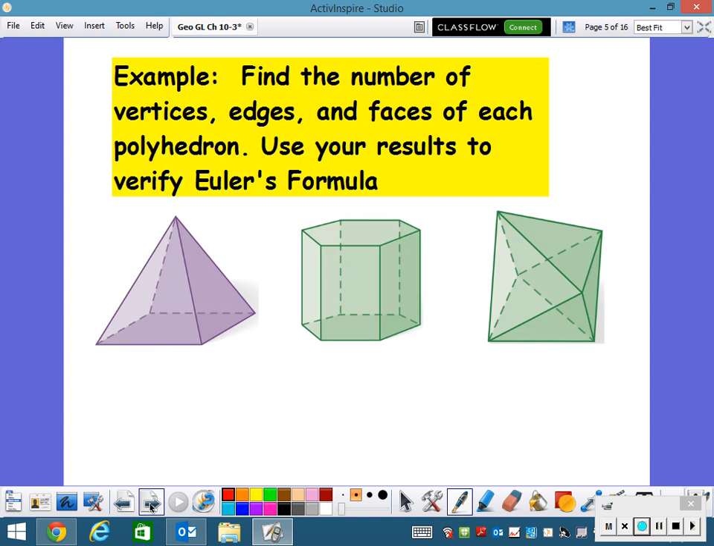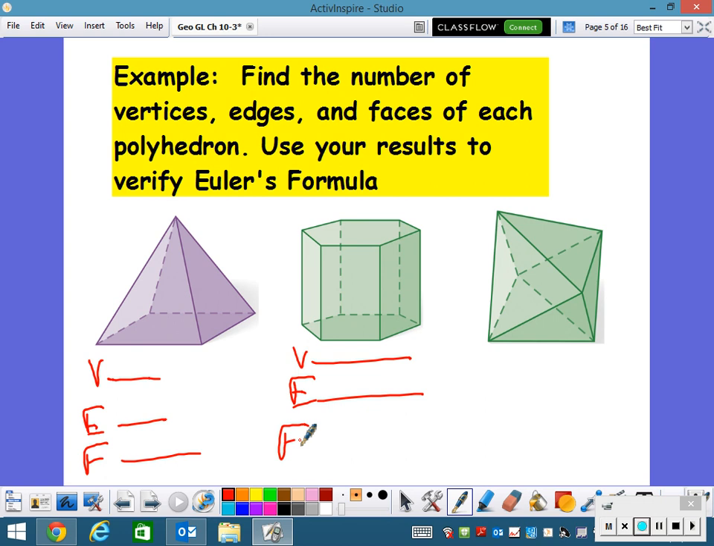Okay, everybody who's in this column, you're only assigned to the purple pyramid. Count the number of vertices, the number of edges, and the number of faces. Everybody in the middle column, you're assigned to this green hexagon prism. Count the number of vertices, the number of edges, and the number of faces. And everybody in the last column are assigned to this thing, which does not have a name, but count the vertices, edges, and faces. Only do the shape that you are assigned to, okay? Because if you try to do more than that, you're going to get bogged down in work.